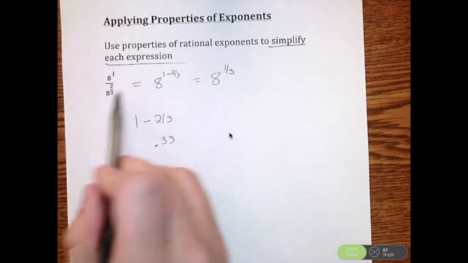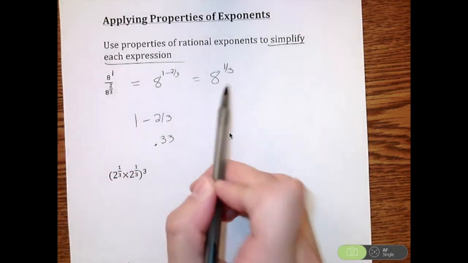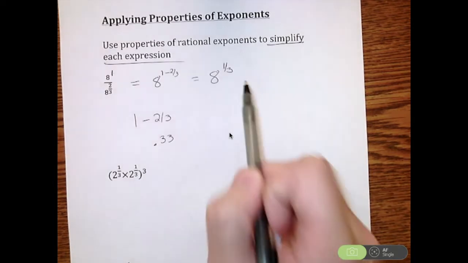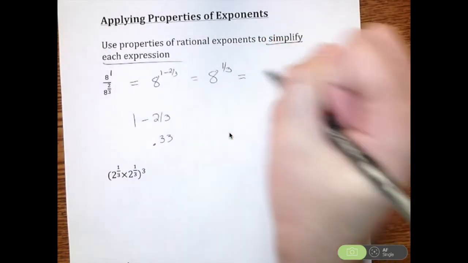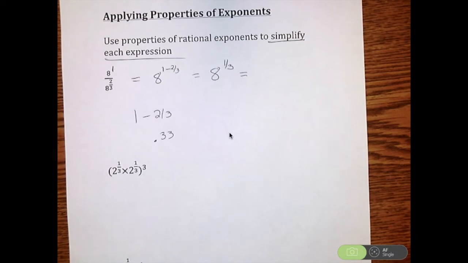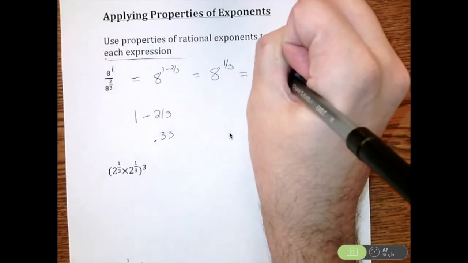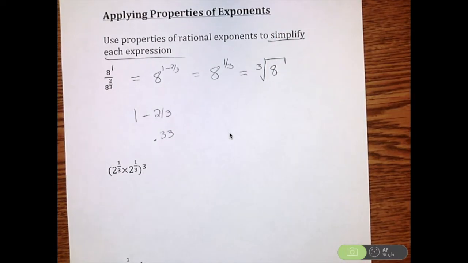So I applied the properties of exponents, but again, we need to simplify each expression. So looking at this, we want to see, can I go any further? I'm not really sure, so I'm going to switch this over to radical form and see if I can do anything with that. So that is the same as the 3rd root of 8. And at this point, we should be able to remember, can we do the 3rd root of 8?